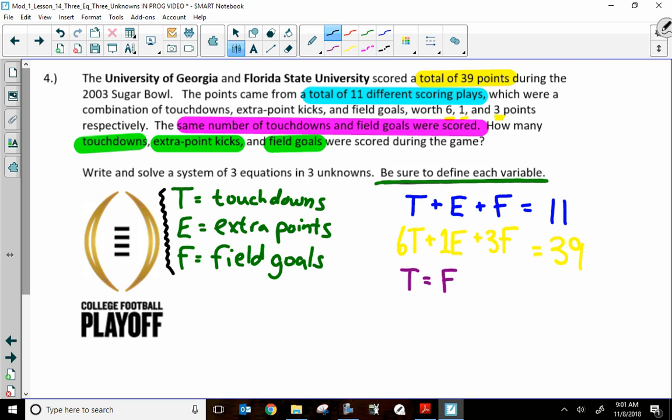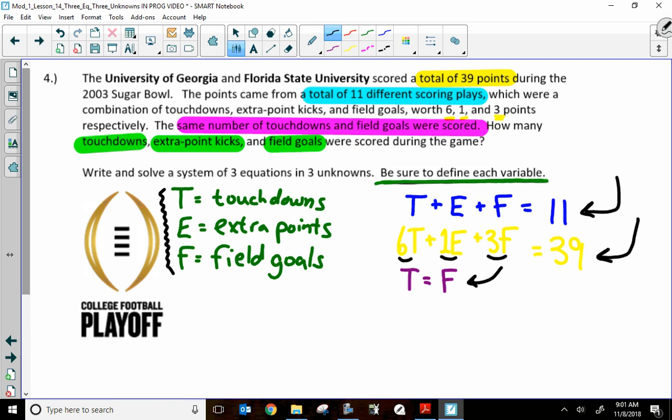We know there were a total of 11 scoring plays. So if I add up all my touchdowns and extra points and field goals, there are 11 times that I scored. All right? The total points I scored was 39. If I take 6 points for every touchdown, 1 point for every extra point, and 3 points for every field goal, I should get 39. And now I know that I scored the same number of touchdowns that I scored on field goals with. Okay? There are my 3 equations.